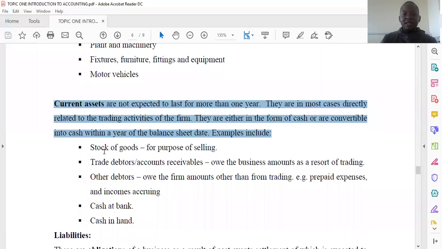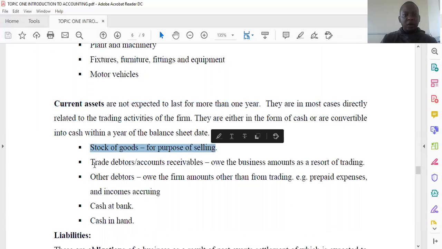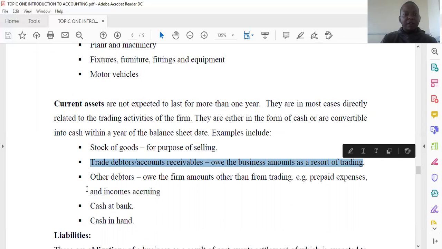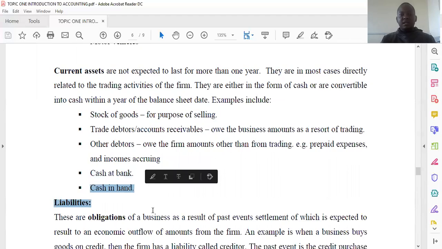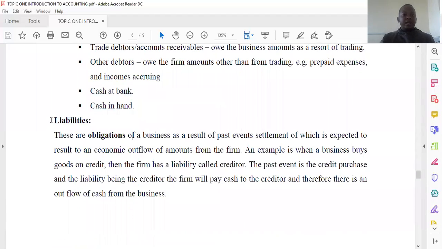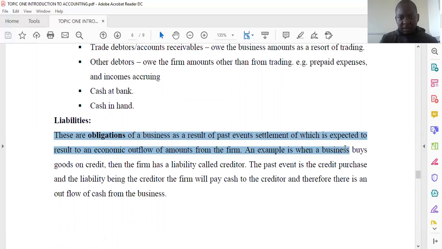Examples of current assets are stock, debtors, other debtors such as prepaid expenses, and incomes accruing. Another example of a current asset is cash at bank and cash in hand. And that is it. And then we have liabilities. Liabilities are obligations of a business as a result of past events whose settlement is expected to result in an economic outflow from the firm.